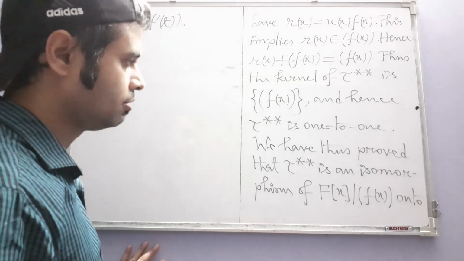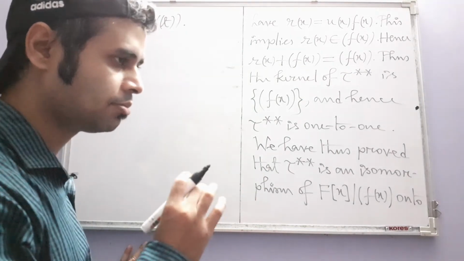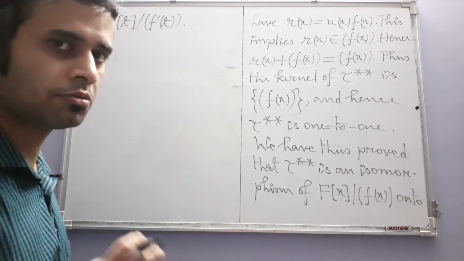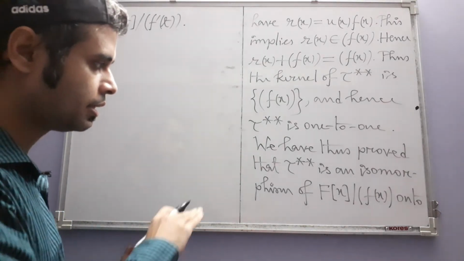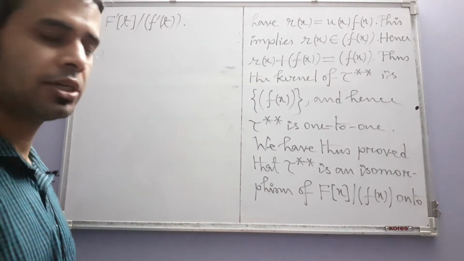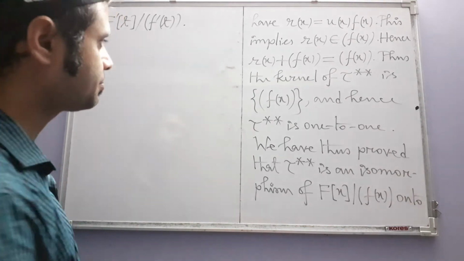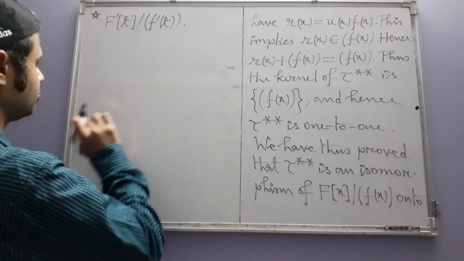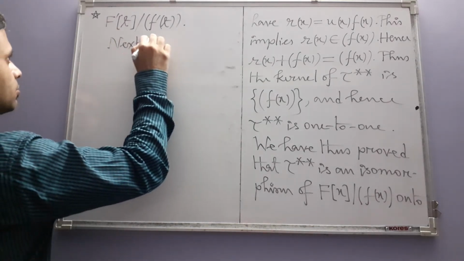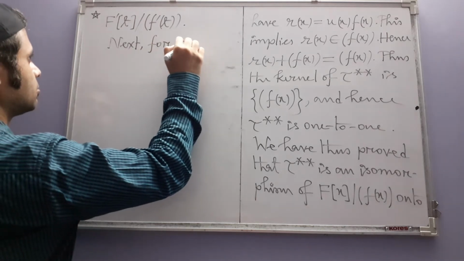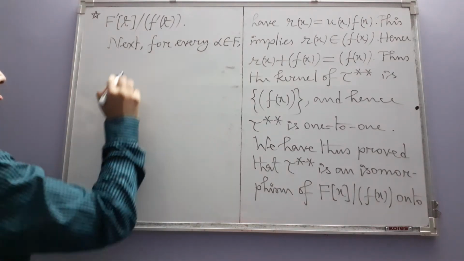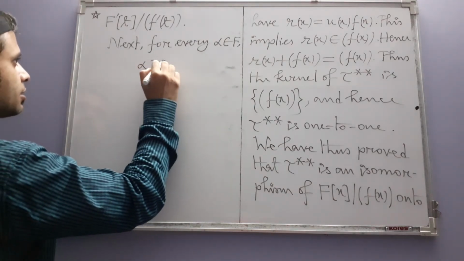But that is not all. Recall that in the statement of the lemma we had to prove some properties that this tau double star satisfies. One of them is that if you apply tau double star on any field element alpha, then you get alpha prime. So we are going to show that first. Next, for every alpha belonging to F, alpha tau double star.